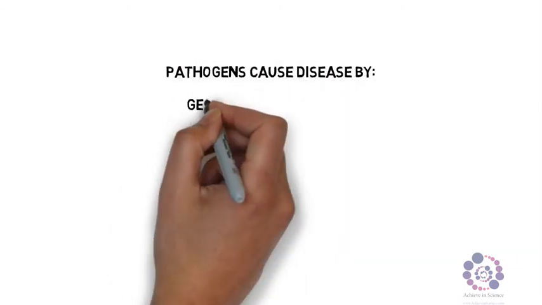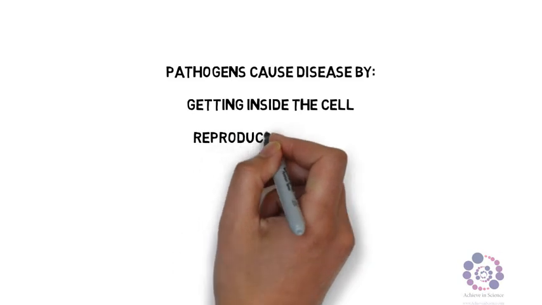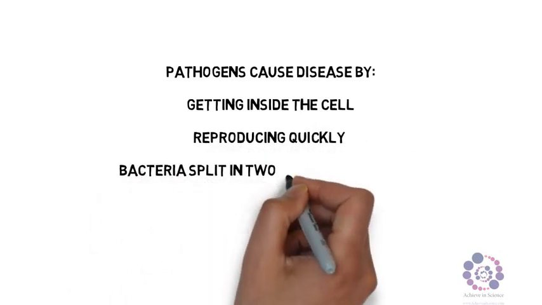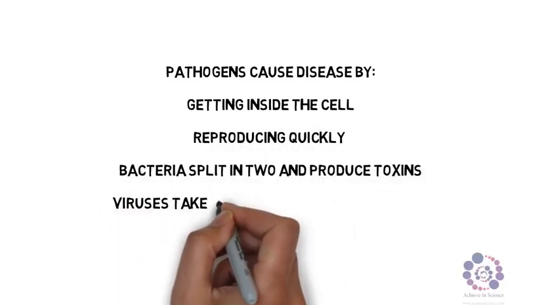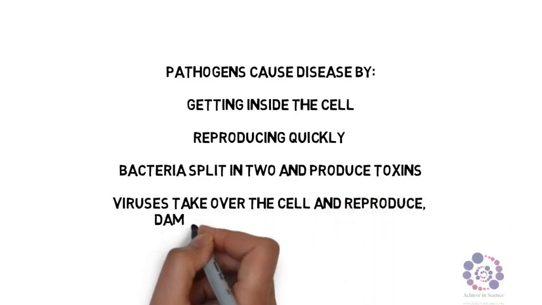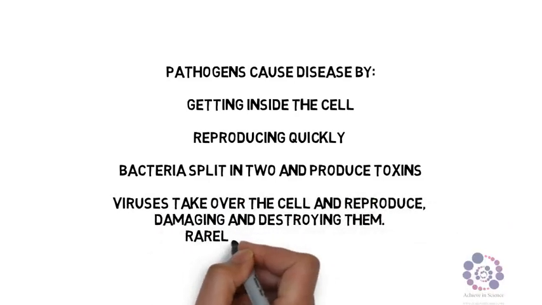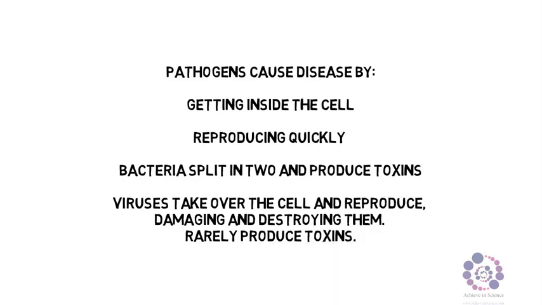So pathogens then, how do they cause disease? Well, they get inside your cells, they reproduce quickly, they might split into two and produce toxins like bacteria. Viruses, though, take over the cell and reproduce, damaging them, destroying them, but rarely produce toxins.